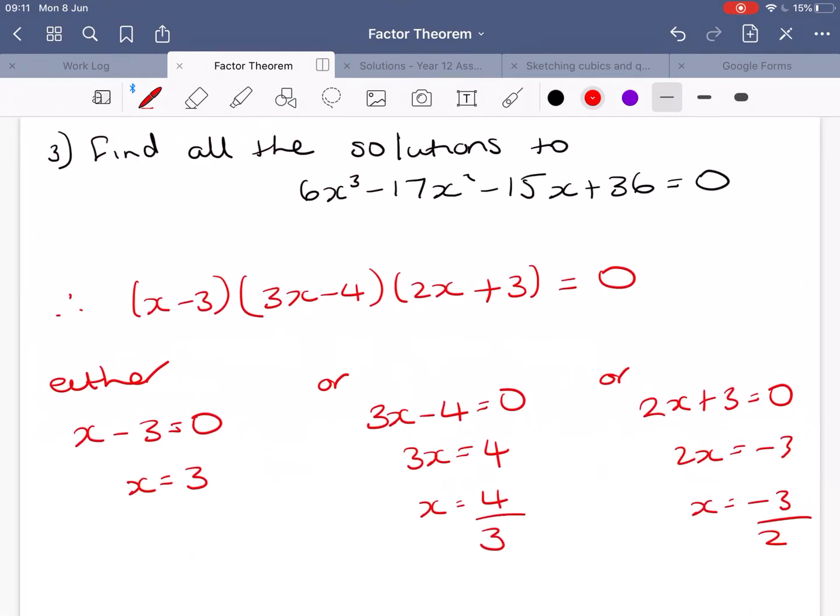So then we have to say either of those brackets can be 0. So either x equals 3, x equals 4/3, or x equals minus 3/2. Okay, hope you've got that. I've only done the one worksheet for this week, combining the 2 lessons. So have a go at the worksheet and see how you do.